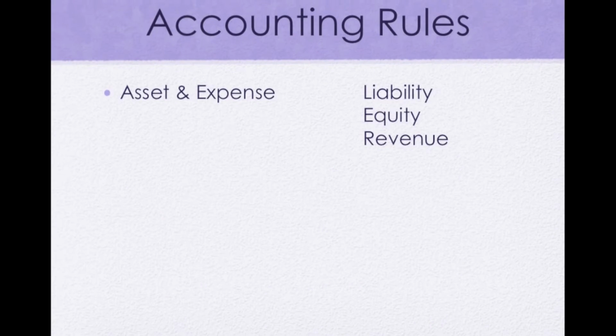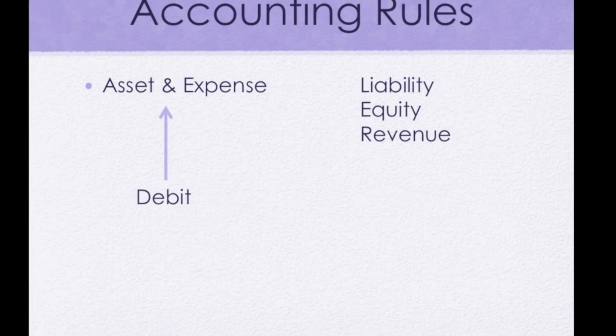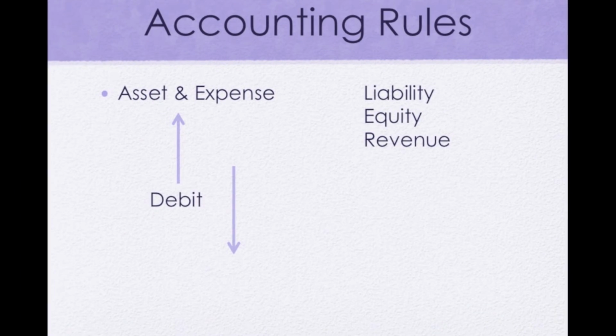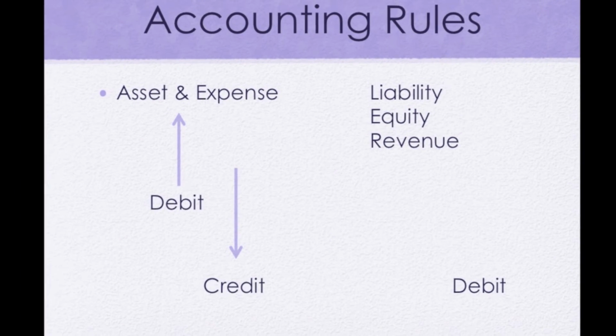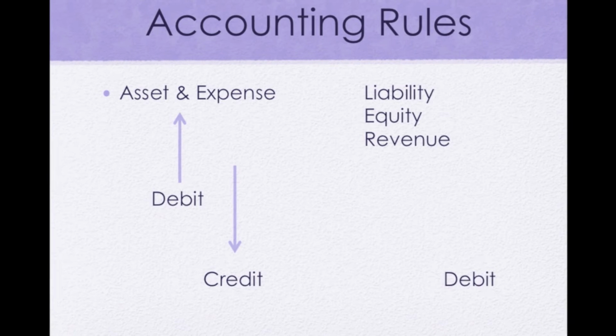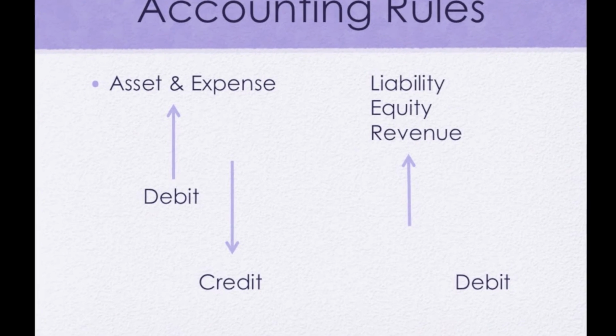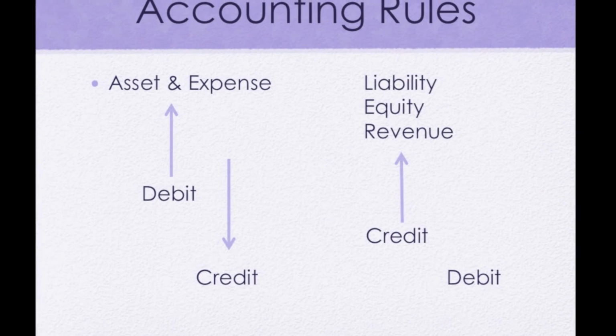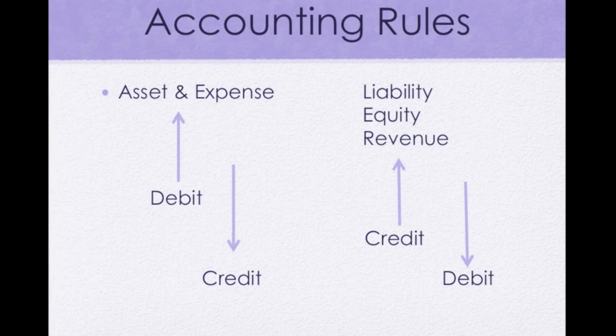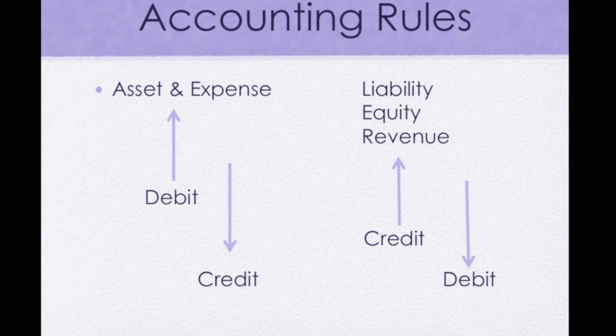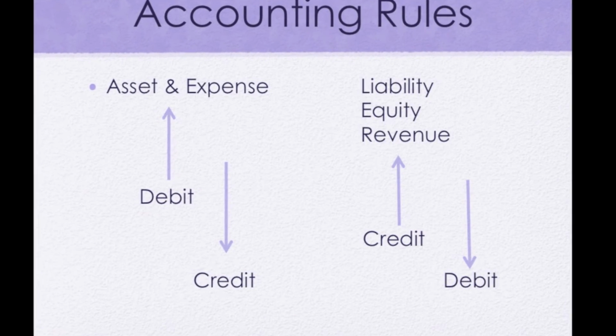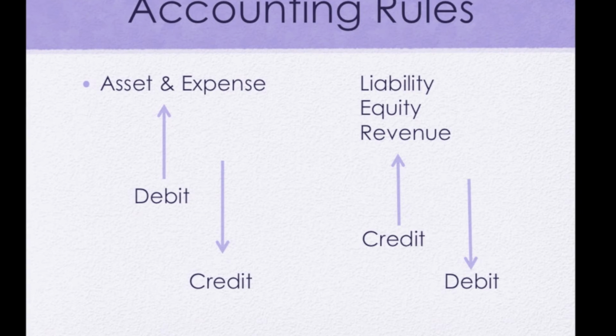Accounting rules. Asset and expense increases are recorded in debit. In contrast, if the asset and expense decrease, it will be recorded in credit. On the other hand, liability, equity, and revenue increases are recorded in credit, while liability, equity, and revenue decreases are recorded in debit. It works the other way around.